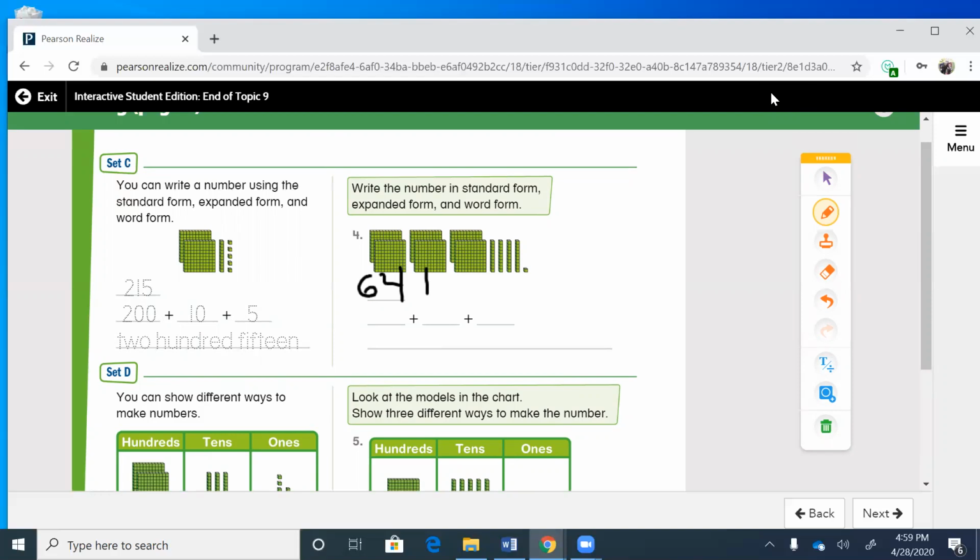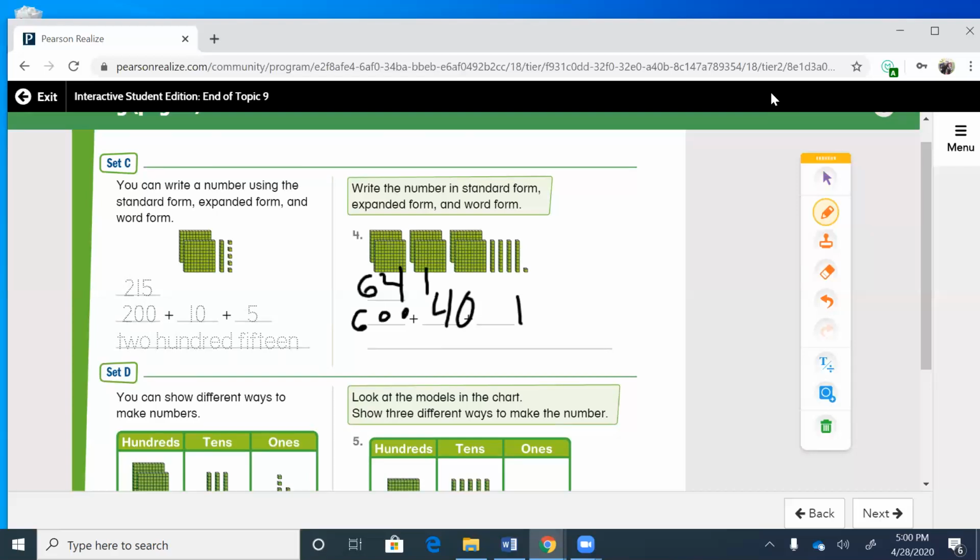Now we're going to put it in expanded form. You're getting very good at expanded form. 600 plus the tens is in the middle, plus 40 plus 1.